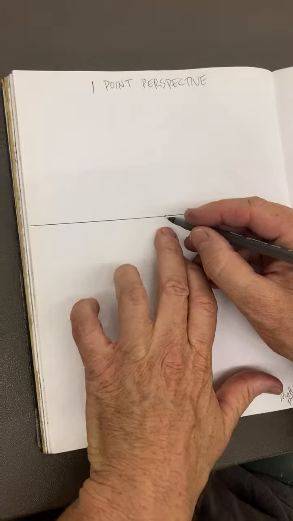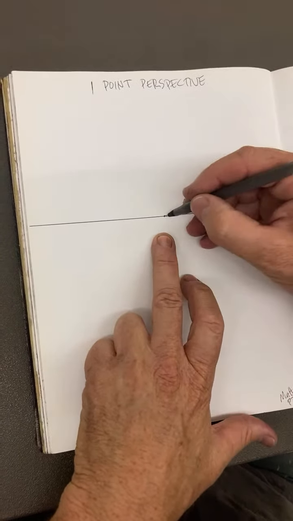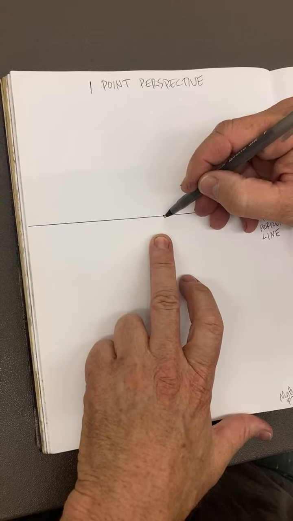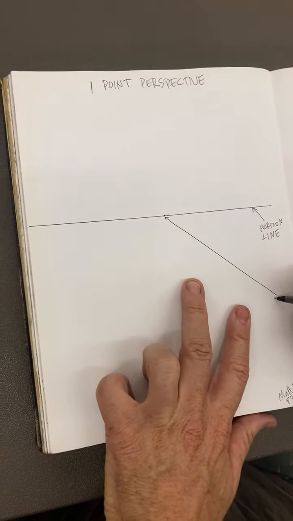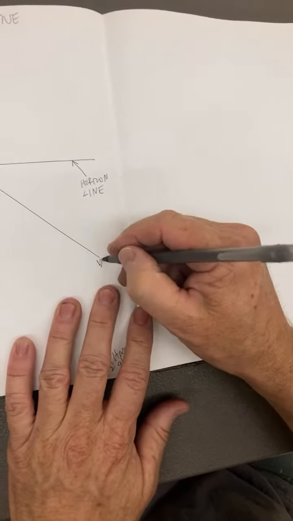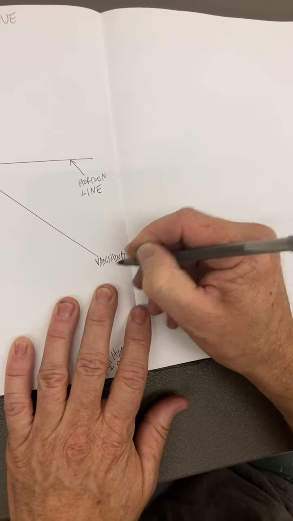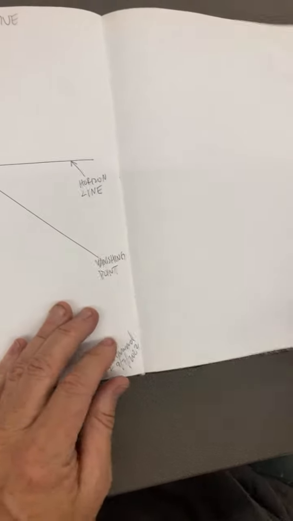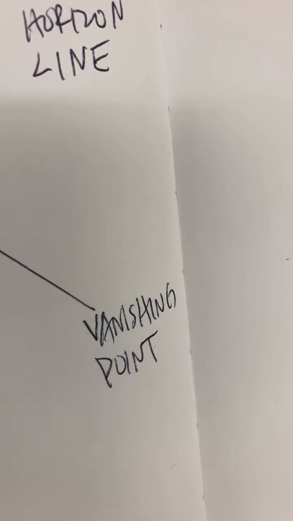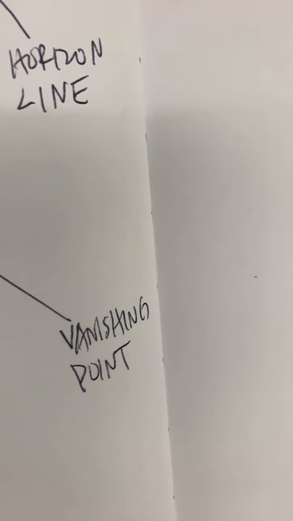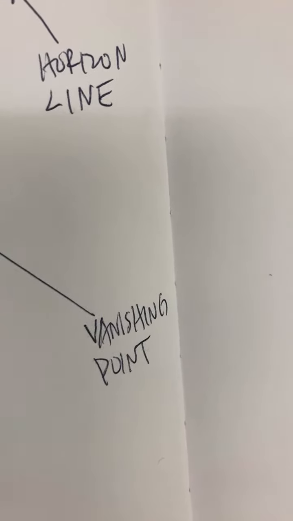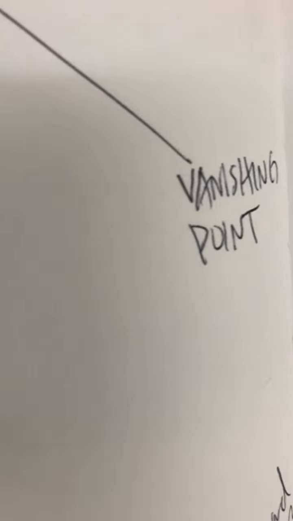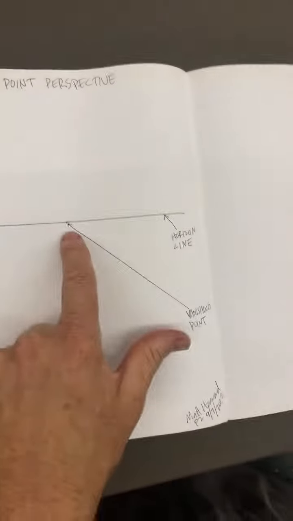This small point right here is the, let's do this, vanishing point. Okay, so that small point right there, that is called the vanishing point. Okay, so write that down. Okay, so that's our vanishing point.